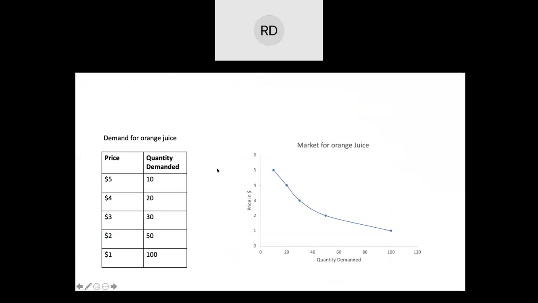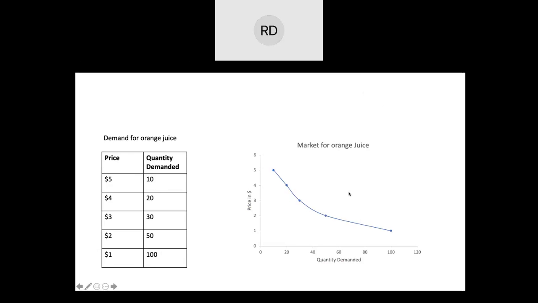Now, let's look at this table right here. This table is a representation of the law of demand. What we see right here is that if the price of one orange juice is $5, we only have 10 people who want to purchase that orange juice. But when the price is at $1, well, we have many more people who want to purchase orange juice. And the same table is represented here as a chart.